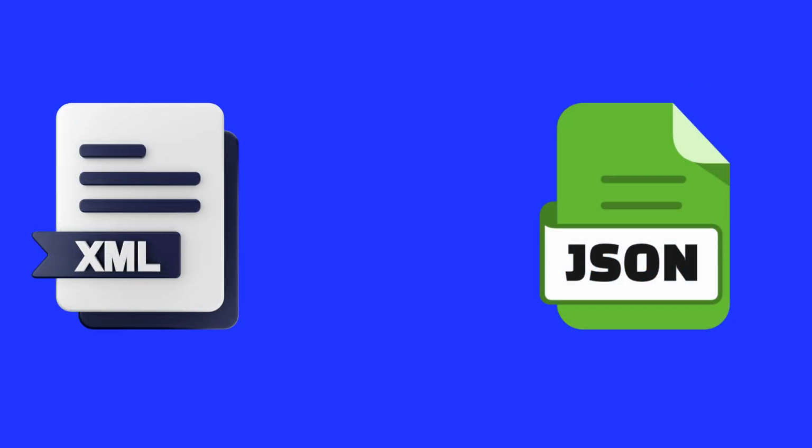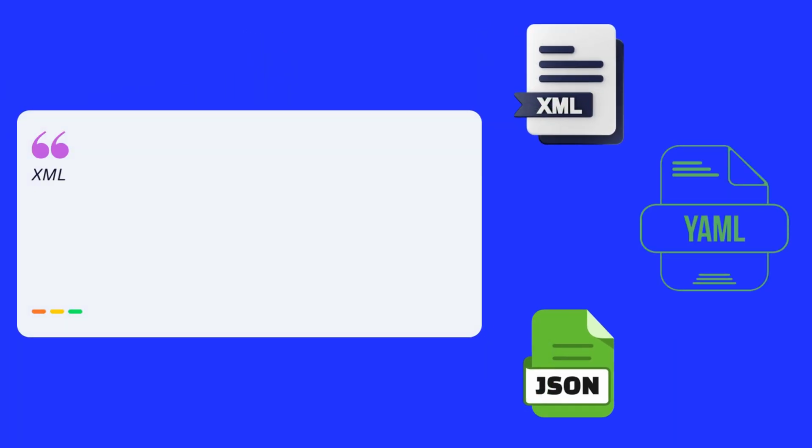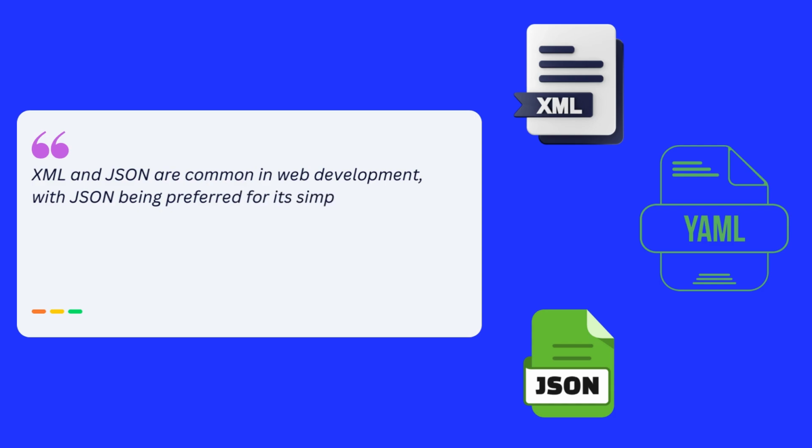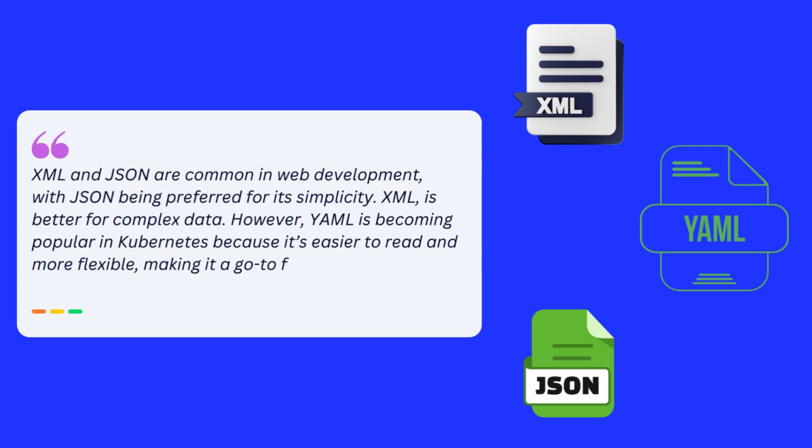Well, you might be thinking that we already have XML and JSON file formats, then why do we need YAML? Well, XML and JSON are common file formats in web development, where JSON is preferred for its simplicity and XML is better for complex data. However, YAML is becoming popular in Kubernetes because it's easier to read and is more flexible, making it a go-to format for configurations and managing our Kubernetes resources.